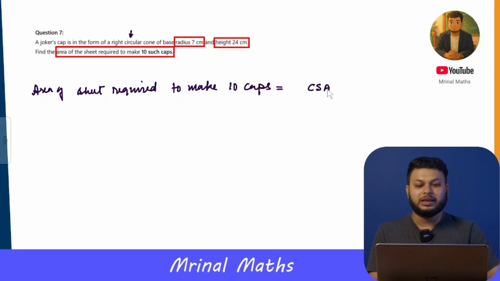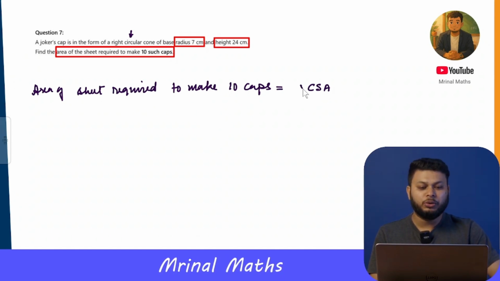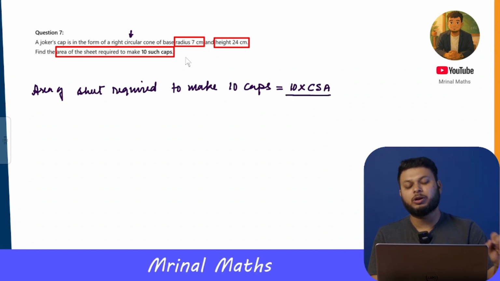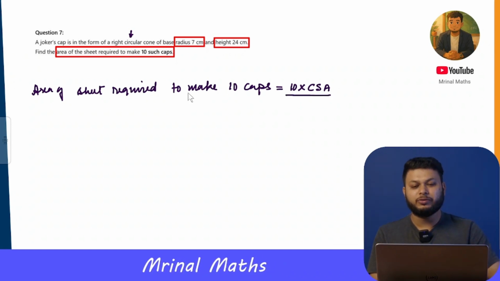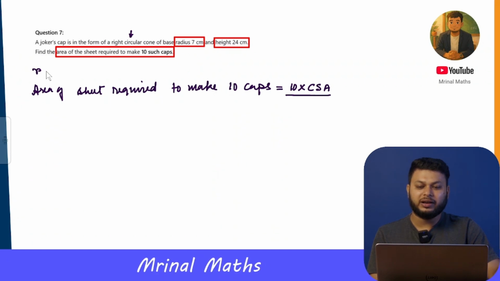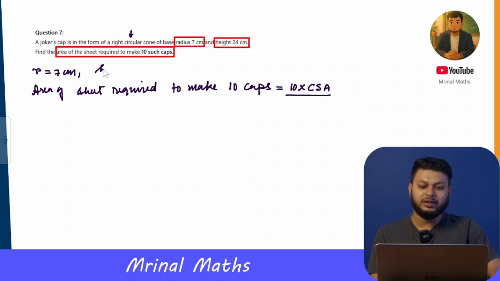Now to calculate the area for 10 caps, what do we do? We multiply this by 10. So the same logic we need to apply here. In the given question, they gave radius 7 centimeter and height 24 centimeter.